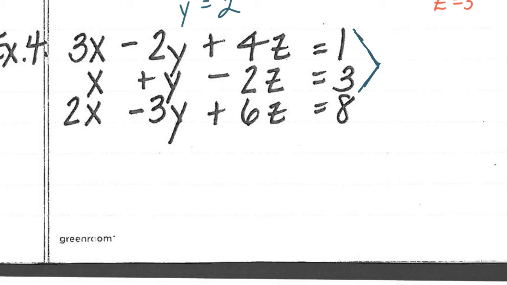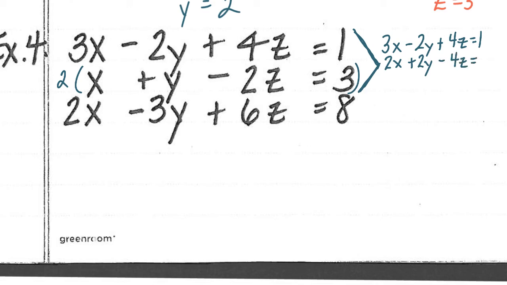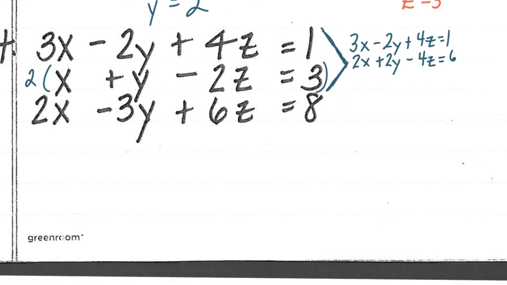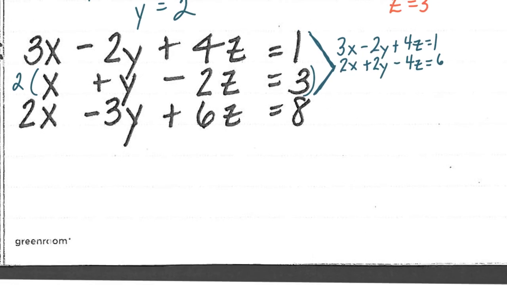When I look at this, what do you guys think? I probably would multiply all of this through by 2. So I have 3x minus 2y plus 4z equals 1. And 2x plus 2y minus, ooh, yeah, that works out well, minus 4z equals 6. So when I continue on this road, notice that my 2y's can cancel out. Ooh, my 4z's also cancel out. And it looks like I get 5x is equal to 7.